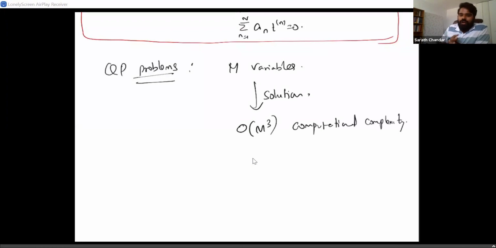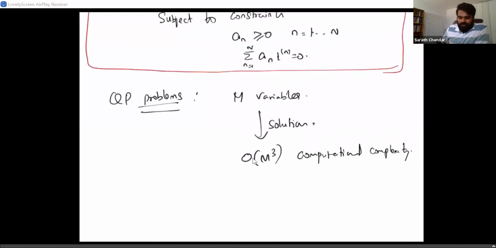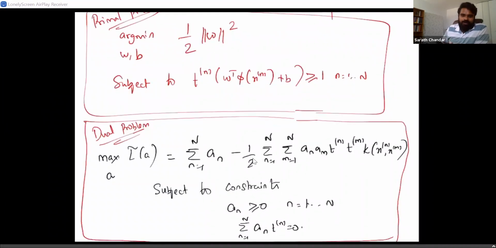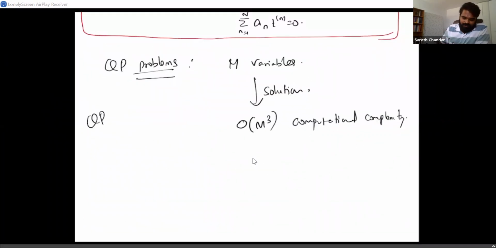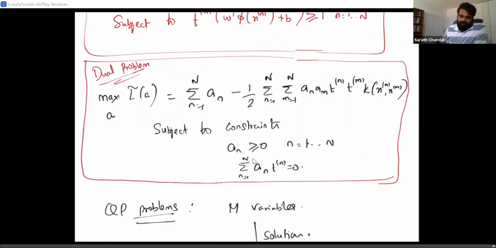Okay, so this is not an optimization course. This is a machine learning course. So we are not going to try to solve these problems. We have just formulated this optimization problem, and we are going to use standard QP solvers available from the optimization community to solve this problem. Even though we are not going to solve it, what we should understand is that to solve a QP problem, you need order m cube computational complexity, where m is the number of variables.